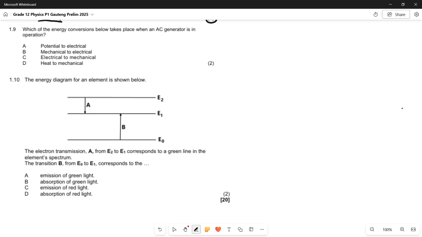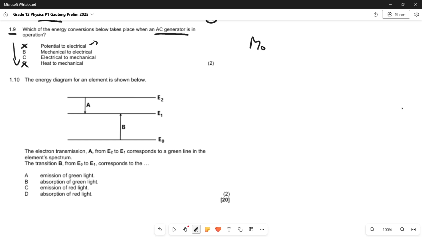for 2 marks. Cool. And then question 1.9 here says, which of the energy conversions below takes place when an AC generator is in operation? So we have 4 options over here. Heat to mechanical does not work. Potential to electrical has to do with chemical cells for chemistry. So we have either B or C.